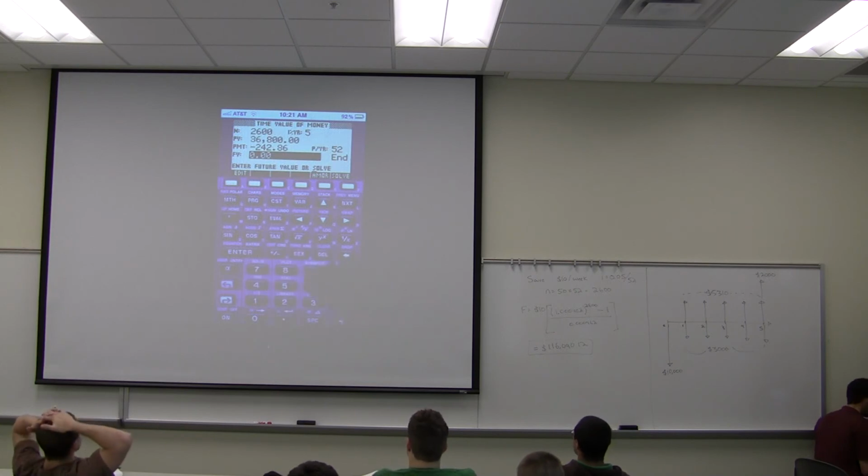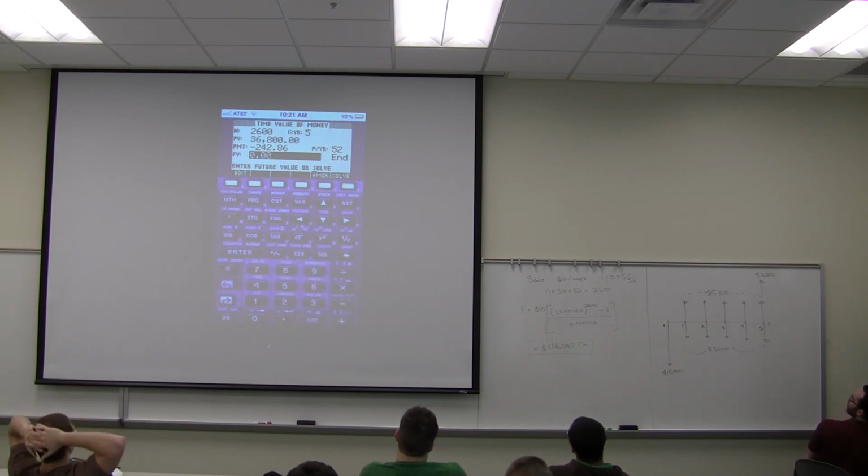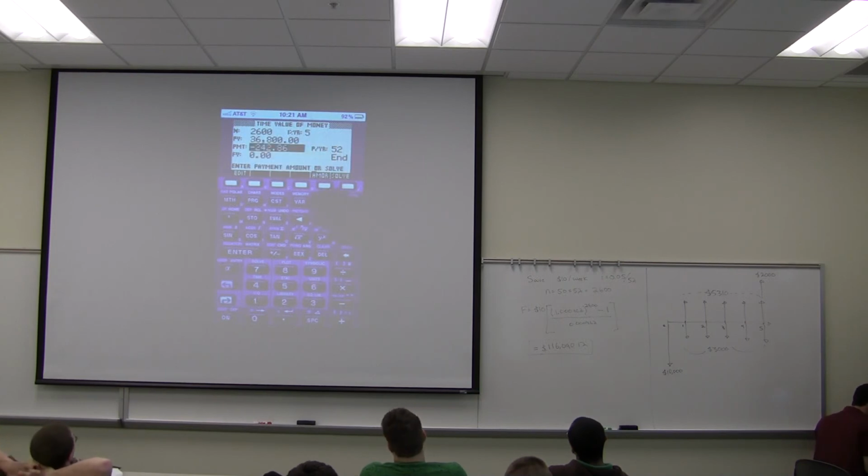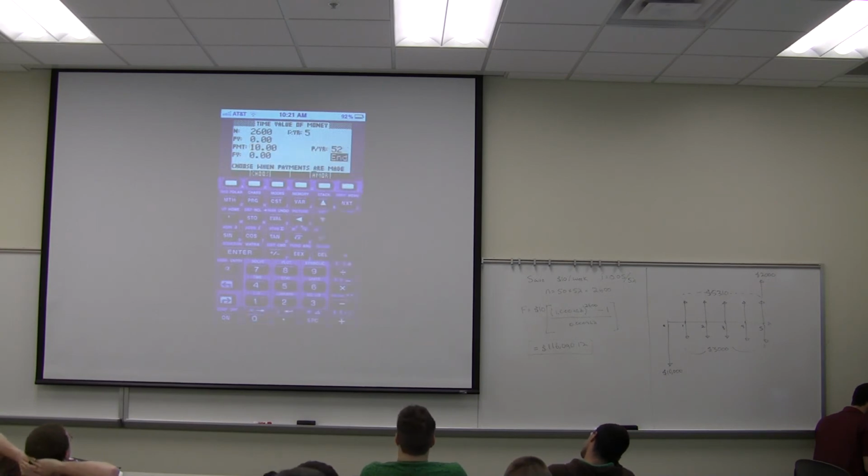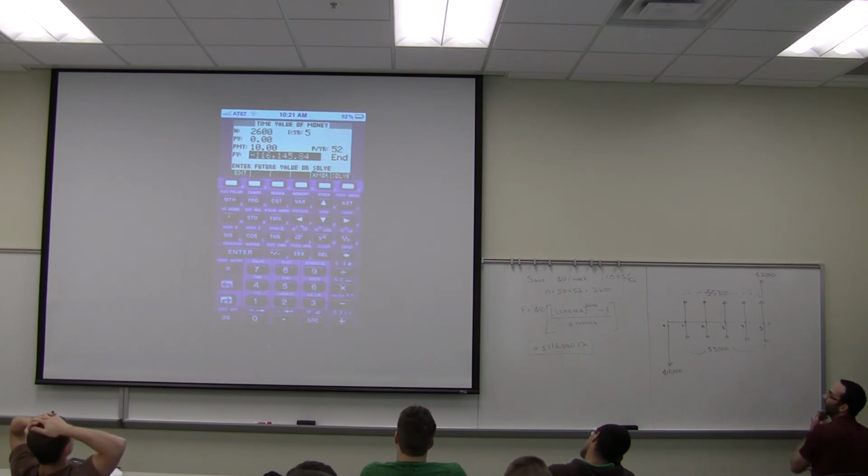Okay, we had the future value that we know we're going to calculate, and the payment, 0. The payment was going to be $10, right? So now we can calculate the future value, and it solves right for us. 116,000.